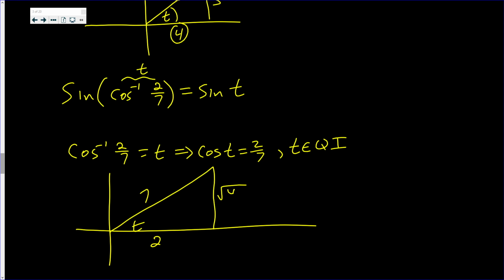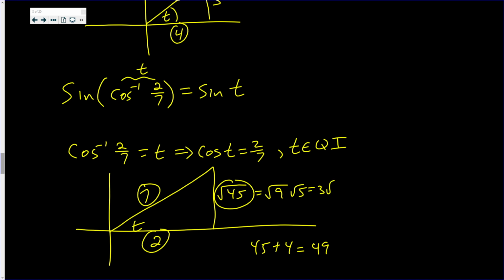Here is angle t. The cosine is 2/7. This must be the square root of 45, because when I square that, I get 45, and when I square that, I get 4, and when I add them up, I do get 7 squared. For the record, this is square root of 9 times square root of 5, which is 3 radical 5.